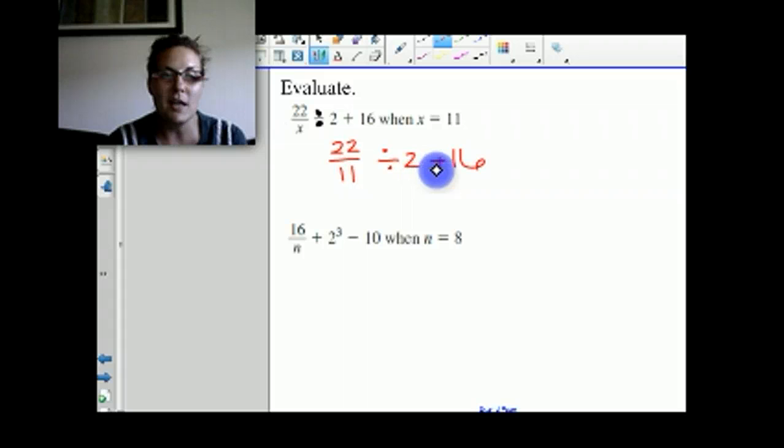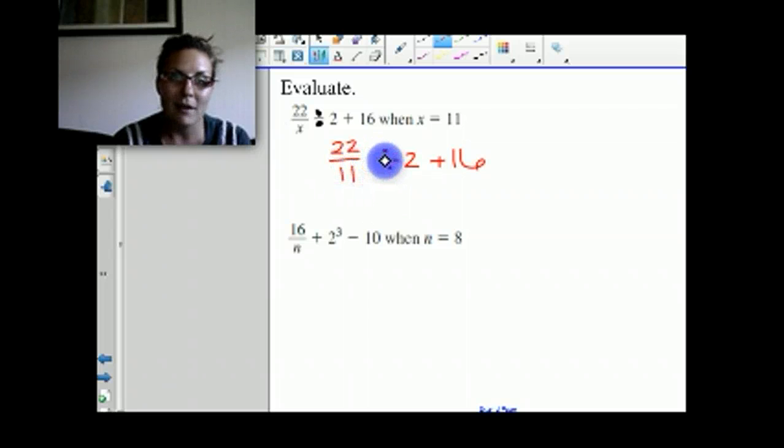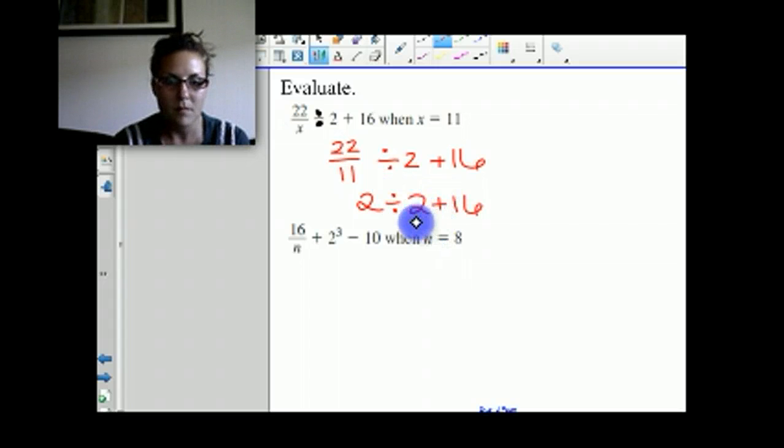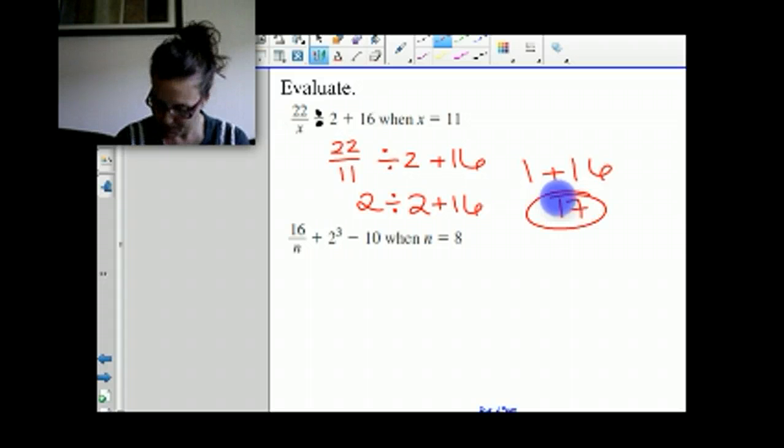Again, I have a division and an addition, right? This here is a fraction, and a fraction is a division sign. So I have 2 division signs in a row. Always work left to right. So, 22 divided by 11 is 2 divided by 2 plus 16. When I take 2 divided by 2, I get 1 plus 16, and my final answer is 17.